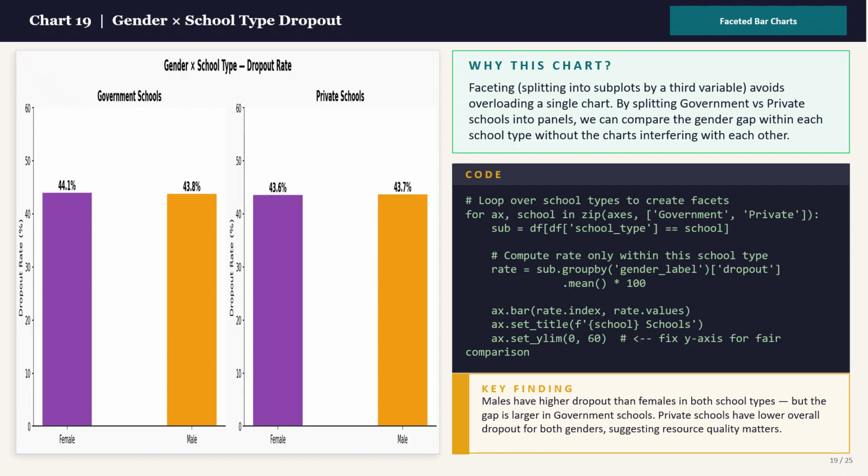And we also tried to compare genders and school type against dropout rate by using faceted bar charts. Faceting refers to splitting into subplots by a third variable, and it avoids overloading a single chart. By splitting government versus private schools into panels, we can compare the gender gap within each school type without these charts interfering with each other.